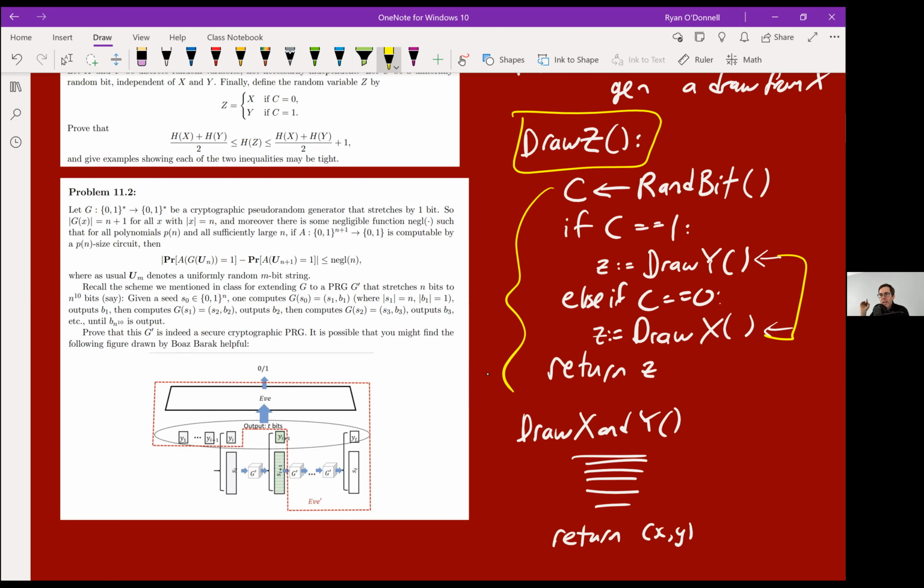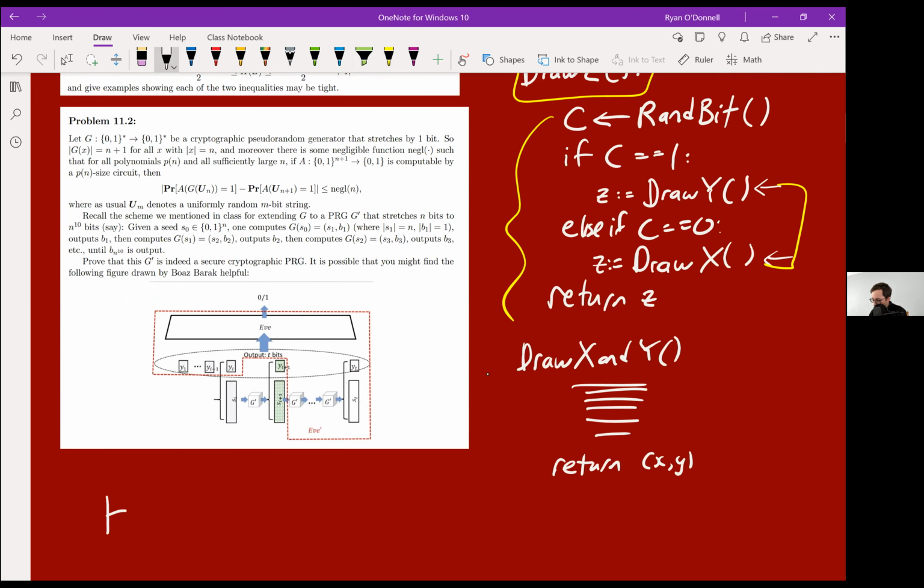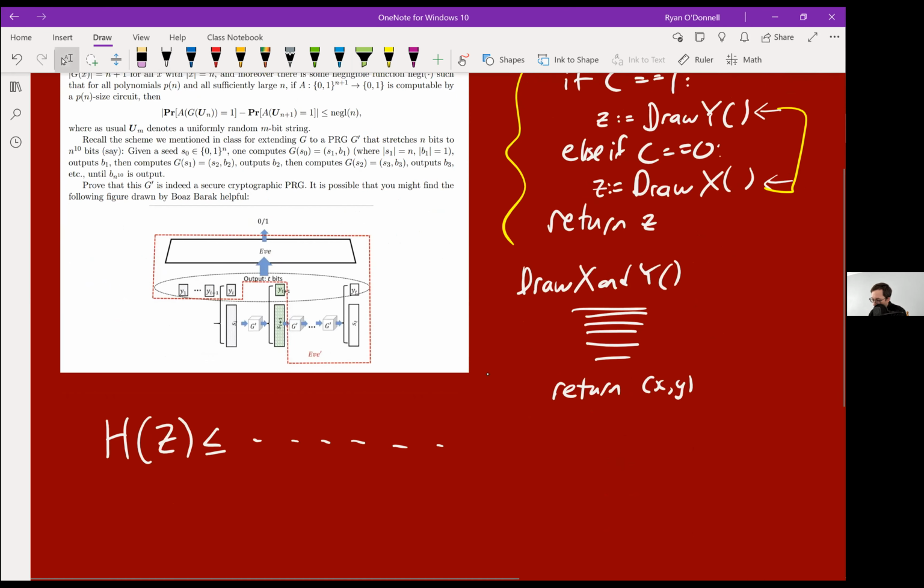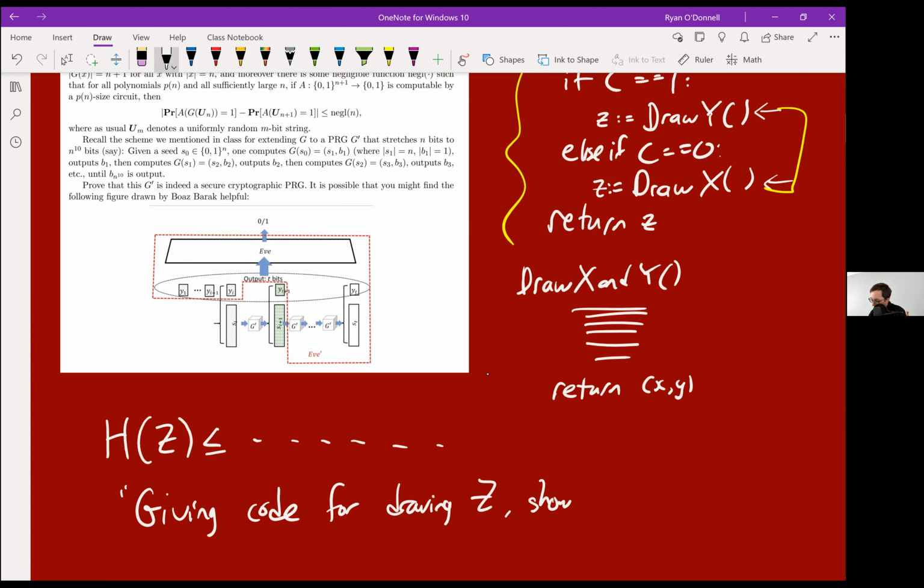Now, one thing to think about is the way you can prove an upper bound on entropy. If you have some random variable Z and you want to show that H of Z is at most something, you could do this by giving some code for drawing Z and showing it uses at most T bits, or T calls to rand bit, on average.